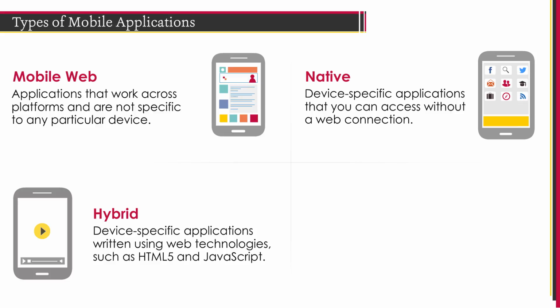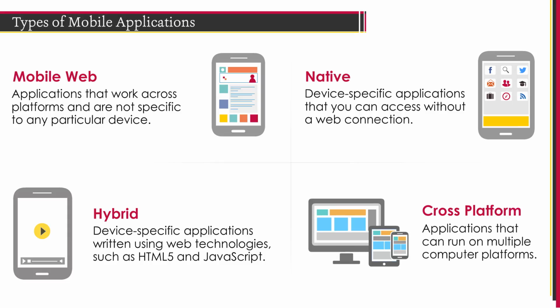Hybrid applications are device-specific applications written using web technologies, such as HTML5 and JavaScript. These applications are installed locally and are hence faster compared to web applications. Some examples of hybrid applications are Facebook, TuneIn Radio, and LinkedIn. Cross-platform applications are applications that can run on multiple computer platforms. You can use a programming language such as Java or HTML5 to write code for such applications.